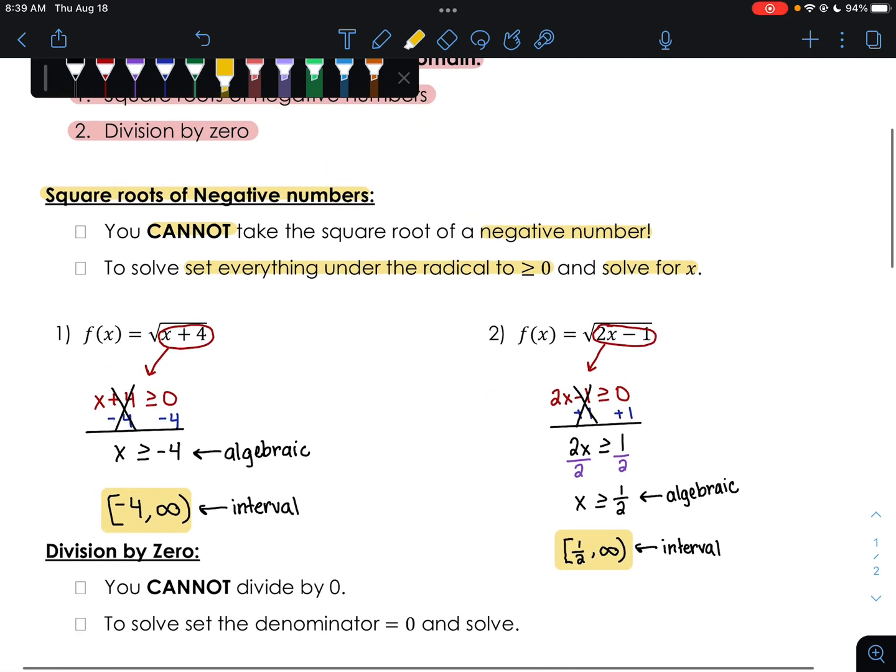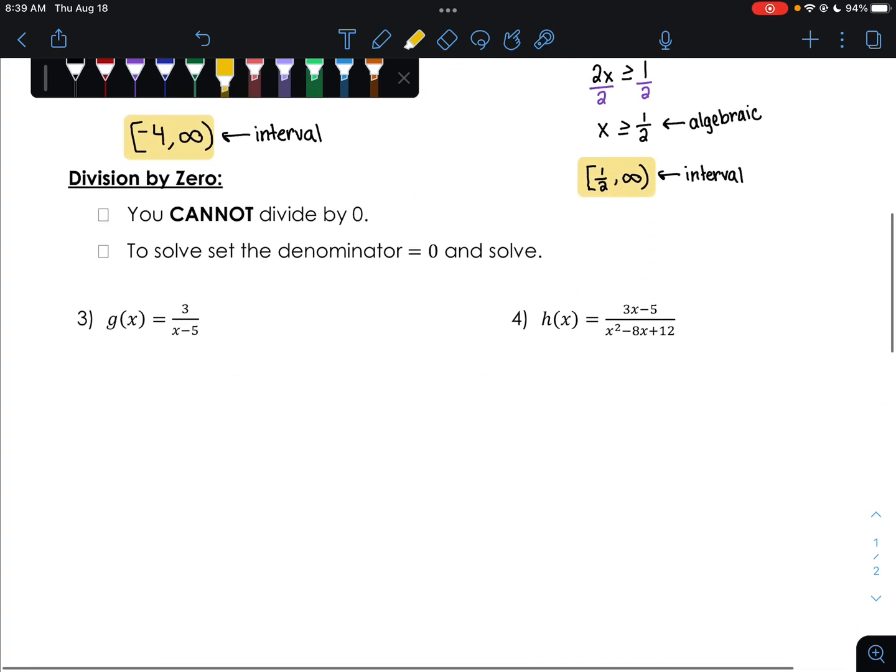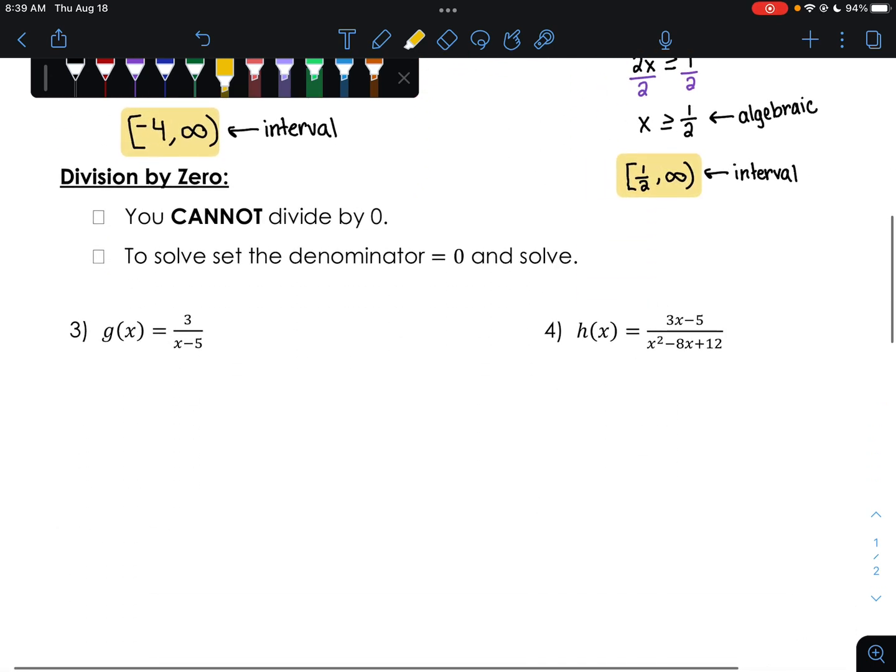Okay, so that is it for the square roots of negative numbers. If you have any questions on this section, go ahead and write them down off to the side and be sure to ask your teacher the next time you see them. Next, we're going to talk about division by 0. We never want to divide by 0, because it gives us an undefined value.